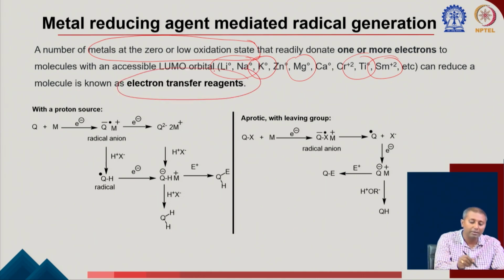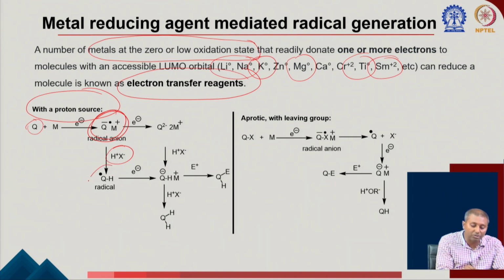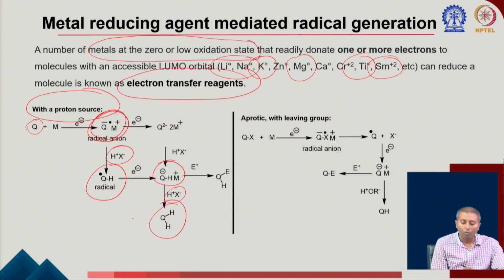So what is the mechanism in the presence of a proton source? If you have a proton source, the metal first gives one electron to this Q, so that it becomes Q dot minus and M plus. This is a radical anion formation, and after that, if you have H plus and X minus, the H plus is taken up and it becomes QH, a radical with the proton on the Q. If it takes one more electron from the sodium, it will become Q minus H and M plus, because now your sodium will be plus, which can take another HX to form QH2. Or if you have an electrophile, then it can become QE and H. Of course, we are going to talk about several different electrophiles in the class.